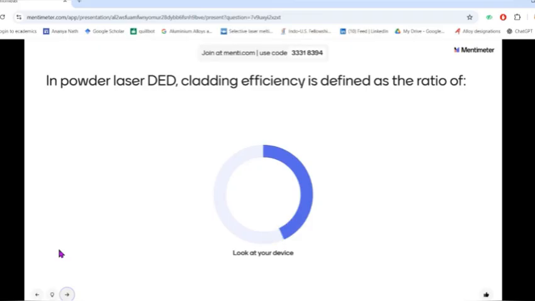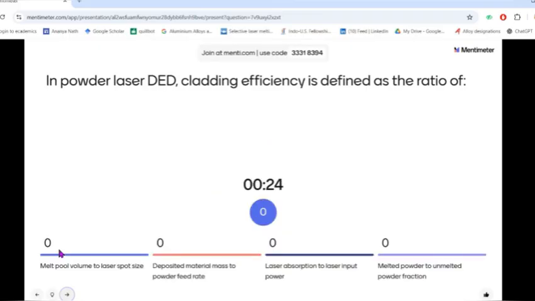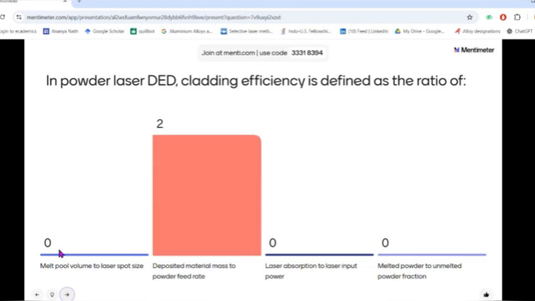In powder laser DED, cladding efficiency is defined as the ratio of deposited material mass to the powder feed rate.